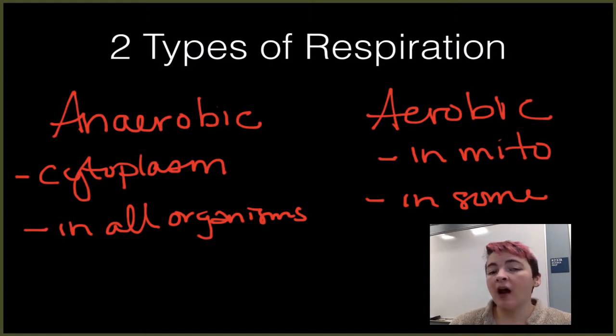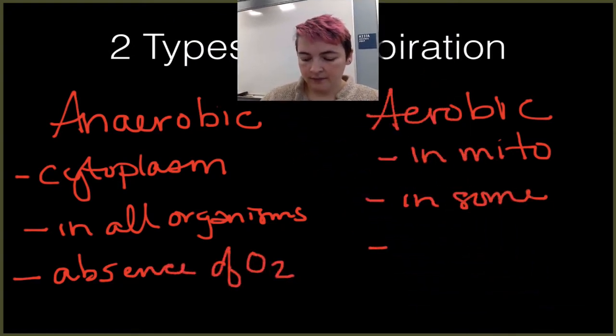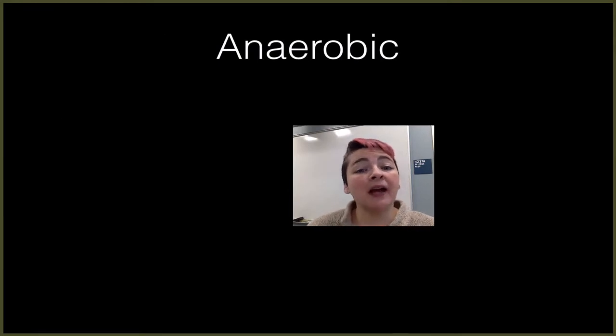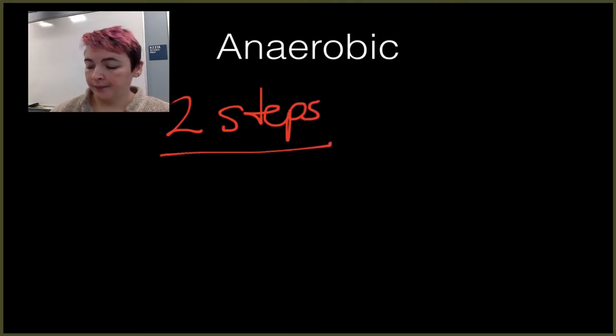There are some prokaryotic cells that can do aerobic respiration; they have specialized membranes to go through the process, since they don't actually have a mitochondria. Anaerobic happens with the absence of oxygen. Aerobic occurs with oxygen. Let's talk about anaerobic first. Anaerobic respiration happens in the cytoplasm, and it happens without oxygen.